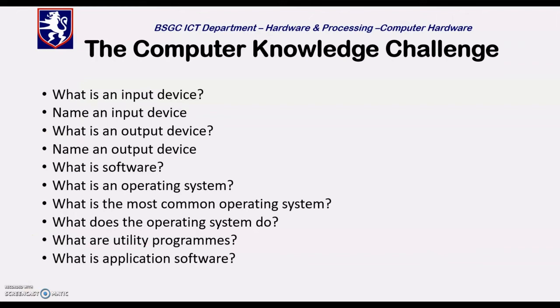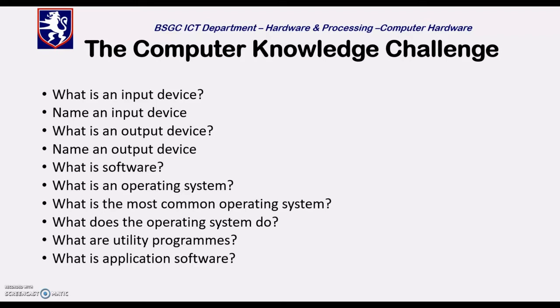Let's look at these questions. What is an input device? An input device is any device that you can plug into a computer and enter data. For example, a microphone because you can speak into it, a keyboard because you can type, a mouse because you can point and click. What is an output device? That's where the data comes out of the computer and you can either see it or hear it. That could be speakers, headphones, a monitor, an overhead projector, a printer.